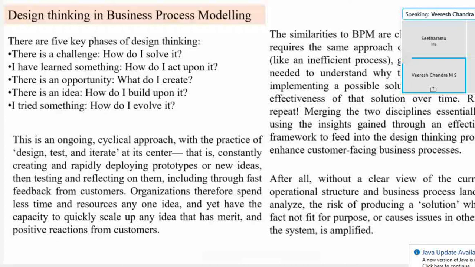If at all we say this is the exact solution, we are risking the well-being of this industry. So what will happen, it will not fit the purpose, of course, and it will cause issues in the other parts of the system also.